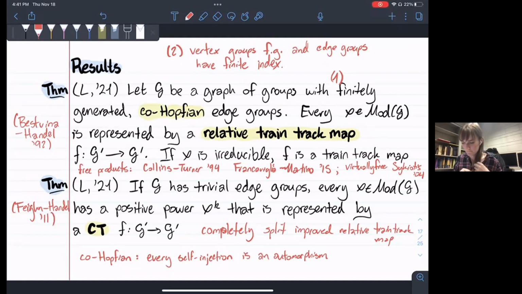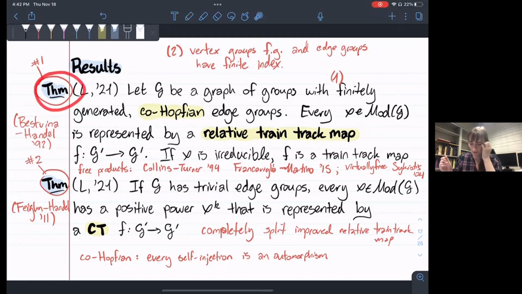Cool. By the way, the title of my talk is the title of a paper on the arXiv. I would not suggest you read that paper because it's currently being revised, and it's going to split in two. This will be paper 1, and this will be paper 2. This one will be called Train track maps on graphs of groups, and this one will be called CTs for free products. Great. Okay, I think that's everything I wanted to say on this slide.